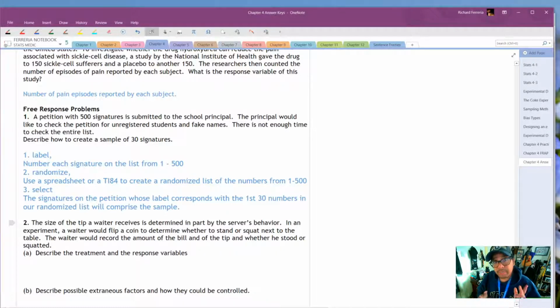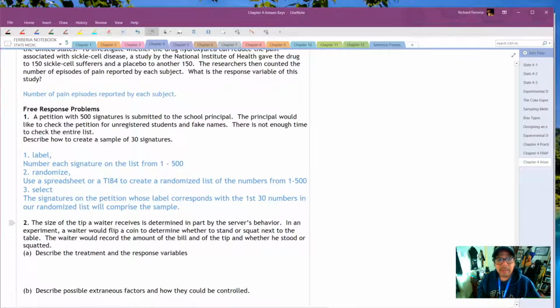The signatures in the petition that correspond with the first 30 numbers in the randomized list are going to comprise a sample. So if the first number on the randomized list is 31, then we're going to go to the signature list and find the 31st signature, and we're going to check that one. If the second number on our randomized list is, say, number 481, then we're going to go all the way to the 481st signature, and we're going to check that one. So we need to check the first 30 numbers that appear in our randomized list of 1 to 500.